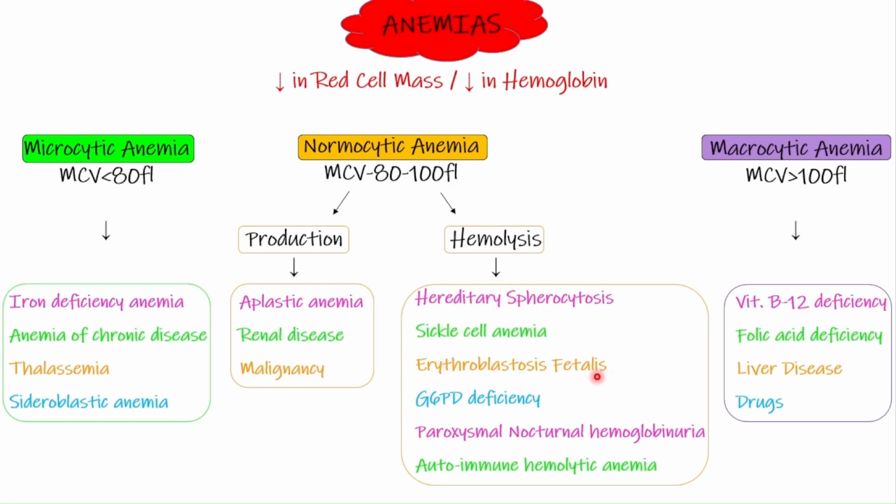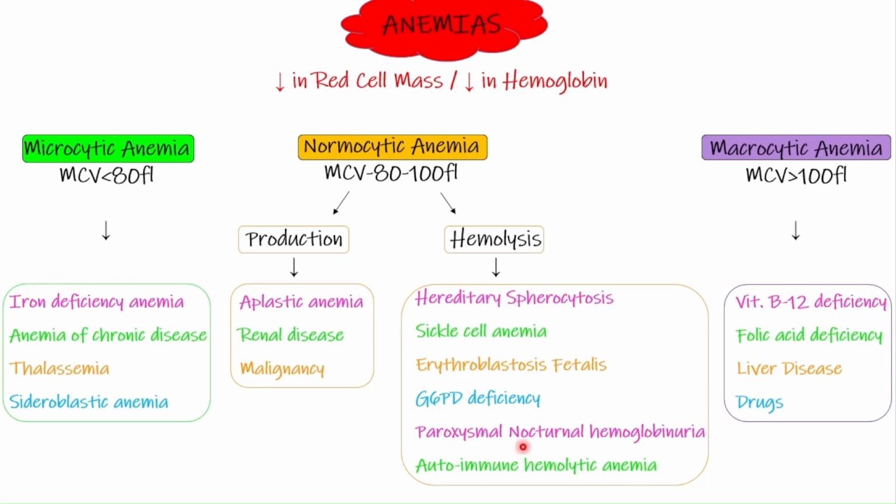Okay, then we have erythroblastosis fetalis. Now we'll discuss erythroblastosis fetalis just a few chapters after this. In erythroblastosis fetalis, there is hemolysis in the baby. We'll discuss in detail afterwards. Then we have G6PD deficiency. Whenever there is G6PD deficiency, this also leads to anemia. G6PD protects the red blood cells from oxidative stress. So whenever there is G6PD deficiency, the red blood cells are more prone to hemolysis, giving rise to normocytic anemia.